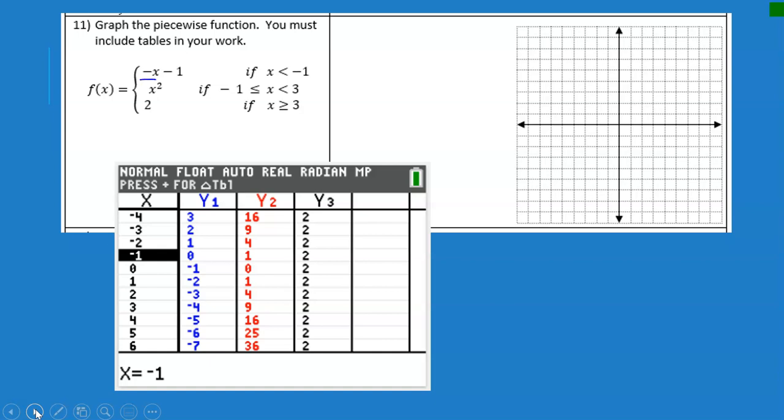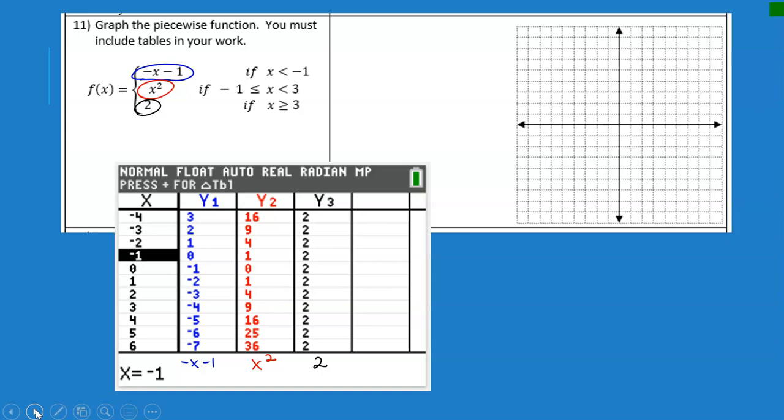So I typed in negative x minus 1 into y1. So that's this one right here. And then I typed in x squared into y2. And then the last one is 2, which I typed into y3. And then those gave me my tables.